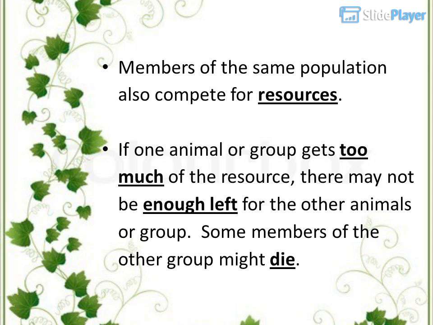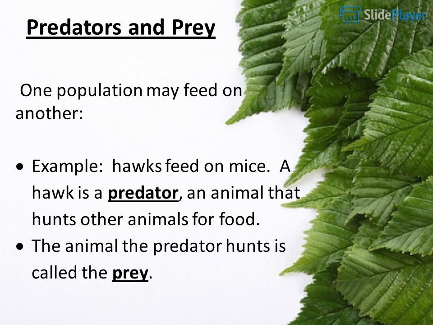If one animal or group gets too much of the resource, there may not be enough left for the other animals or group. Some members of the other group might die. Predators and prey. One population may feed on another. Example, hawks feed on mice. A hawk is a predator, an animal that hunts other animals for food. The animal the predator hunts is called the prey.